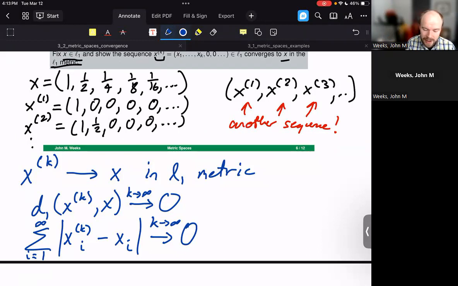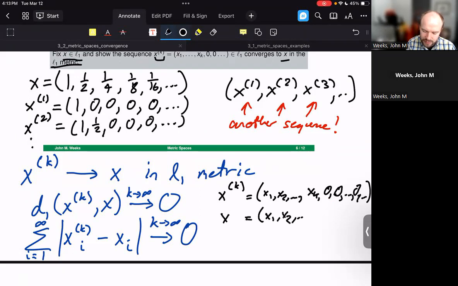To give a better picture, something that would be useful is to picture what x to the k looks like. We're going to have x1, x2, dot dot dot, xk, and then zeros elsewhere. So something like this. And then here, x is just going to be the sequence x1, x2, up to xk, but you get to keep going past that point: xk plus 1, xk plus 2, and so on and so forth.